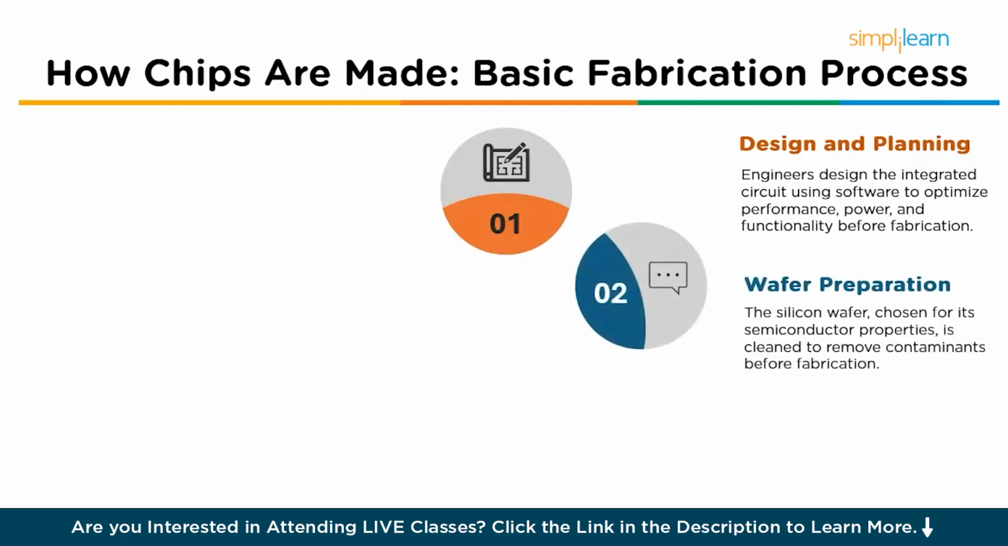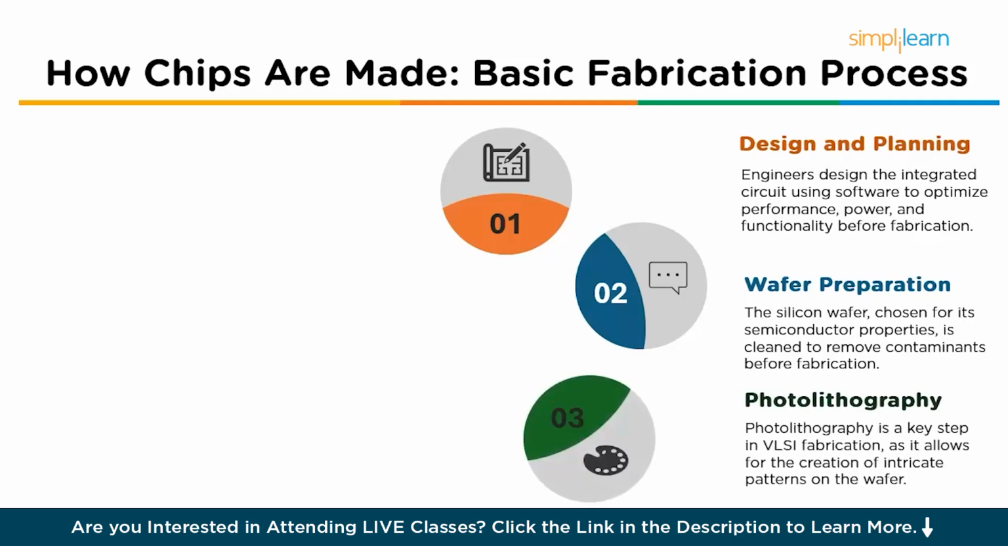The second one is wafer preparation. The fabrication process begins with a thin slice of silicon known as a wafer, which serves as the base material for the chip. Silicon is chosen because of its excellent semiconductor properties, which allow it to control electrical currents efficiently. The wafer is carefully cleaned to remove any contaminants that could affect the chip's performance.